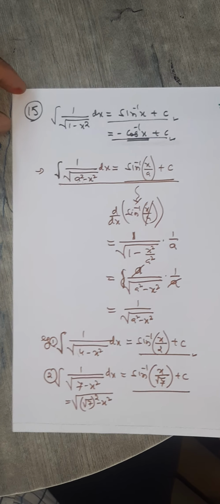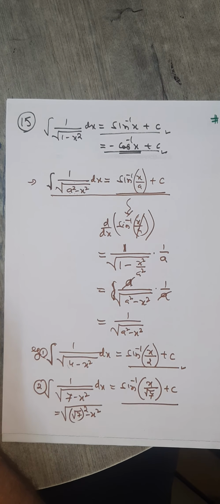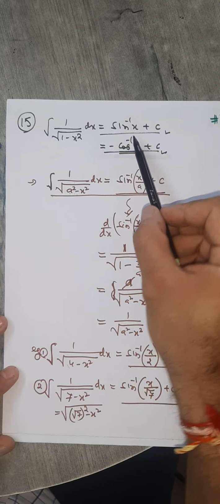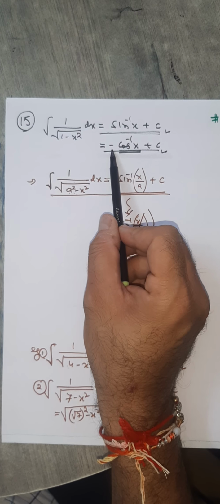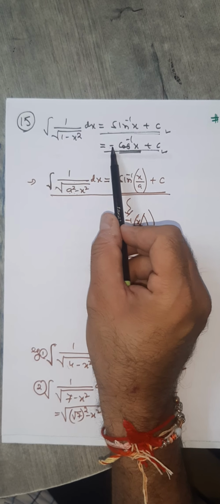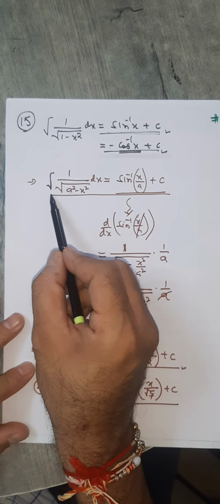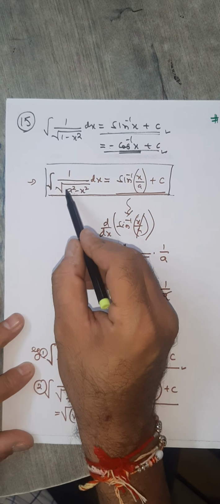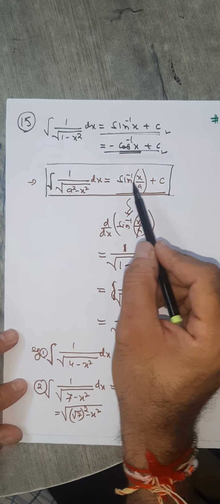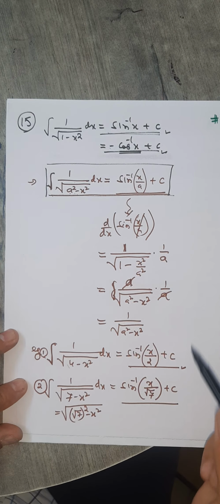But formula number 15 is about sine inverse, remember. If you have just 1, then it is our standard derivative. You can write cos inverse, but you need to put the minus sign. Then always the minus sign, remember. But in general, if you have a here like this, 1 upon root of a squared minus x squared, then sine inverse x by a plus c, remember.